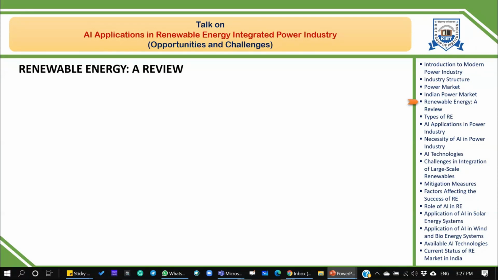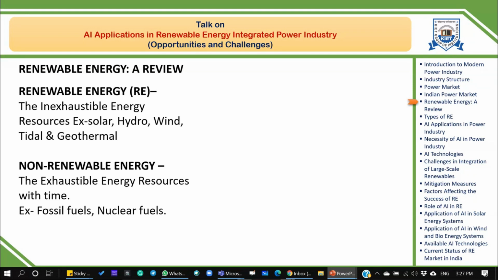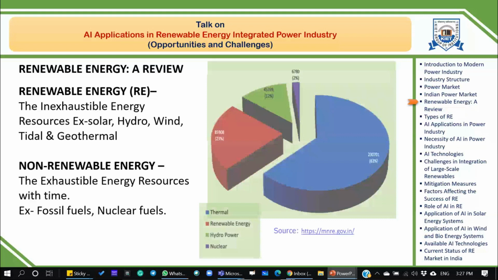Now the next topic is renewable energy. I'm not going into the detail of renewable energy, it's a generalized thing. Renewable energy is the form of energy which is inexhaustible, like solar, hydro, wind. Non-renewable energy is the energy resources which are exhaustible, like fossil fuel and nuclear fuels. So it's a general classification.